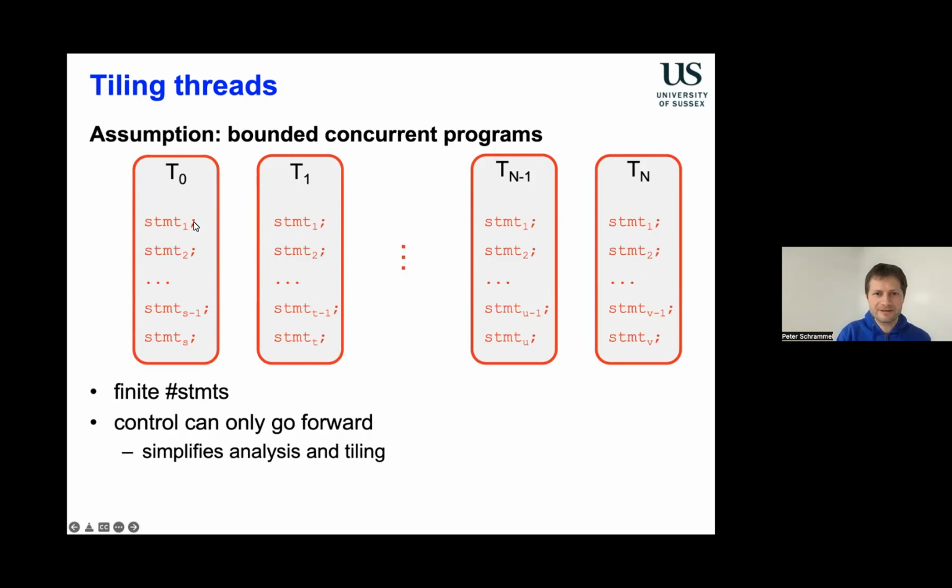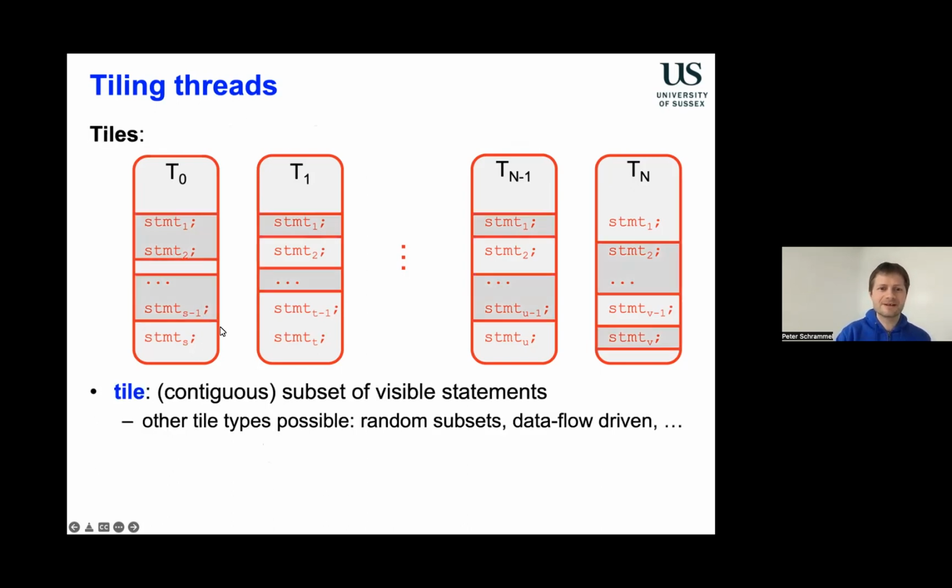So what we have then is a bounded number of threads with a bounded number of statements, and all the control flow just goes forwards. In this setting we can define what a tile is: a tile is a contiguous subset of visible statements. Visible statements are all statements that can be observed by other threads, like all the accesses to shared memory.